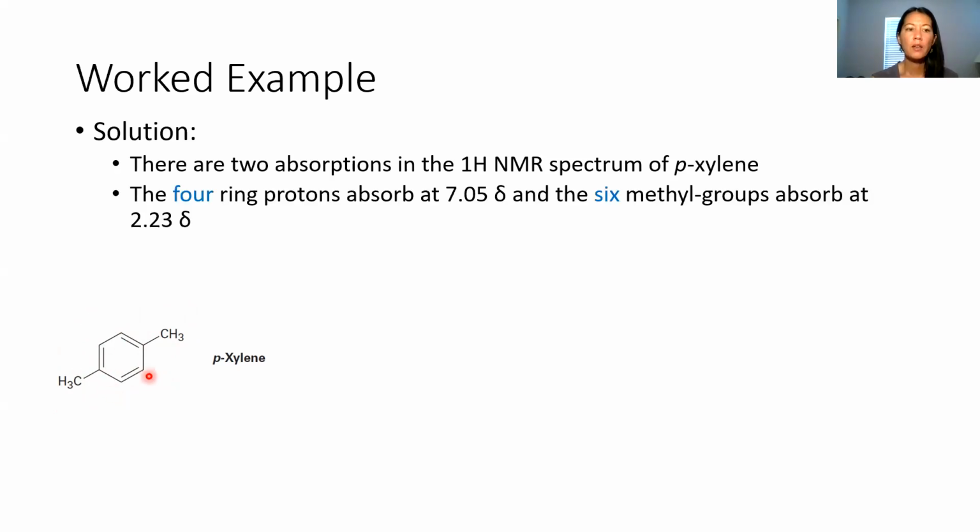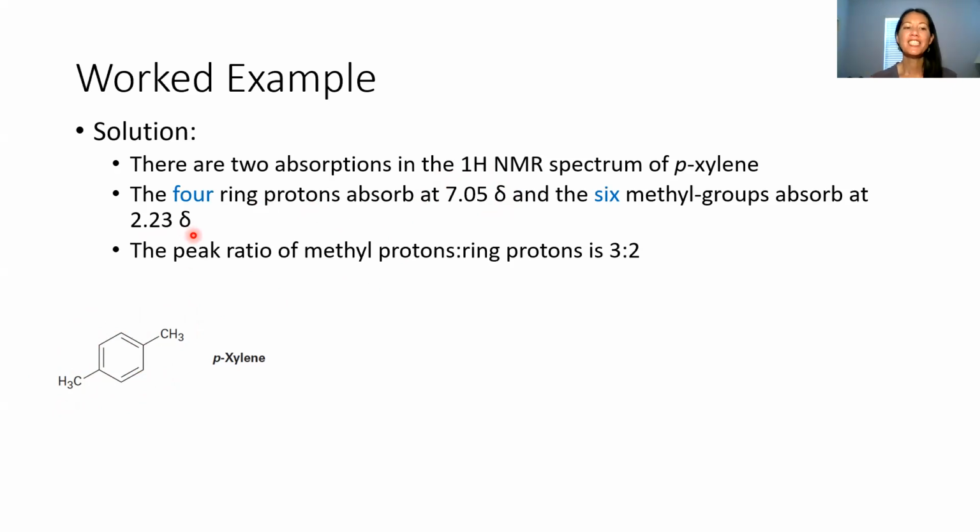The 4 ring protons will absorb at the same chemical shift of 7.05. And then the 6 methyl H's will absorb and show a peak at around 2.23.